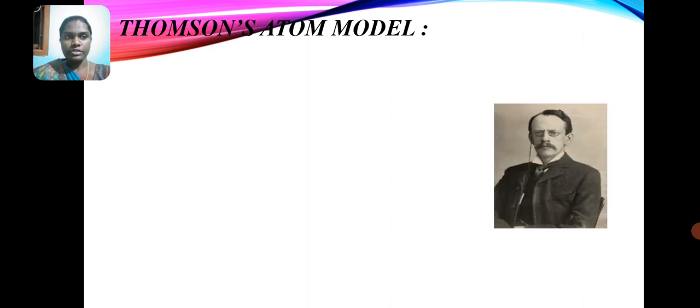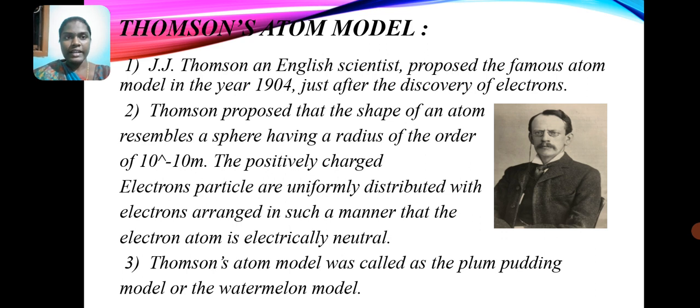Then the Thomson atom model. J. J. Thomson, an English scientist, proposed the famous atom model in the year 1904, just after the discovery of electrons. Thomson proposed that the shape of an atom resembles a sphere having a radius of the order of 10 power minus 10 meter. The positively charged particles are uniformly distributed, with electrons arranged in such a manner that the atom is electrically neutral. Thomson's atom model was called the plum pudding model or the watermelon model.